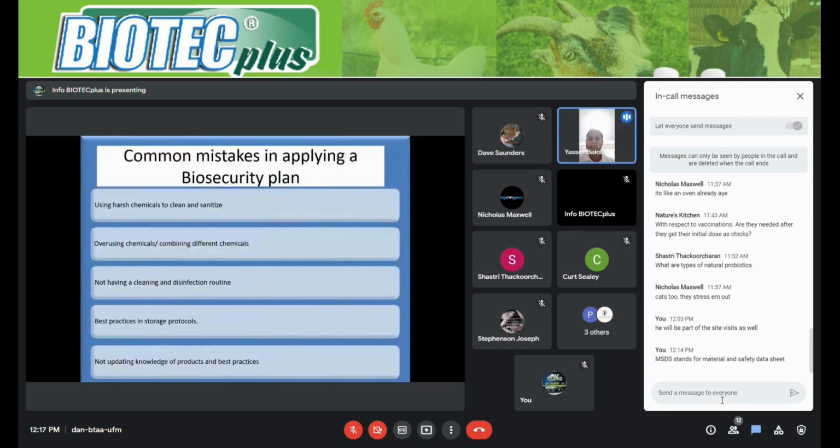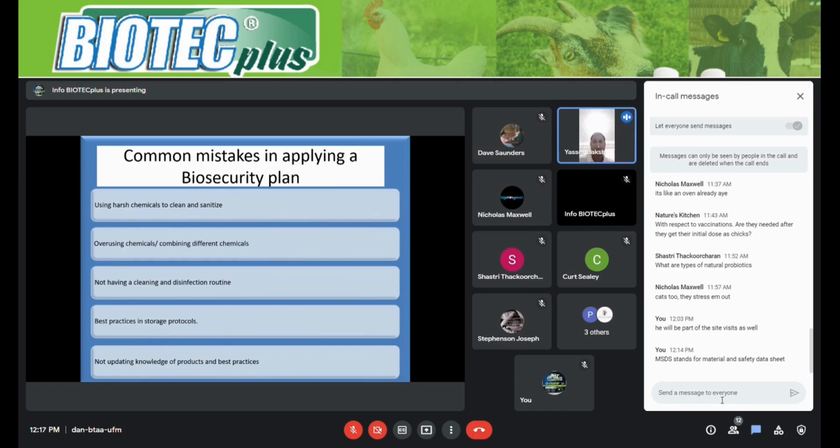So, common mistakes in applying a biosecurity plan. Number one, and I want you to take note of this because we have all made these mistakes: harsh chemicals. Same thing we were talking about before. You are buying things without understanding their backgrounds, without understanding the chemical backgrounds, without understanding the certificates or the material safety data sheets, what they can do, and more importantly, what they cannot do. Harsh chemicals. First point.